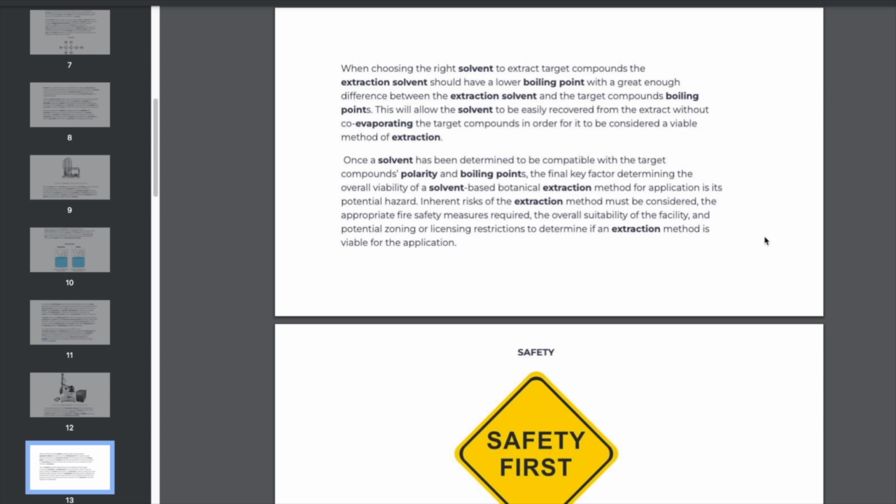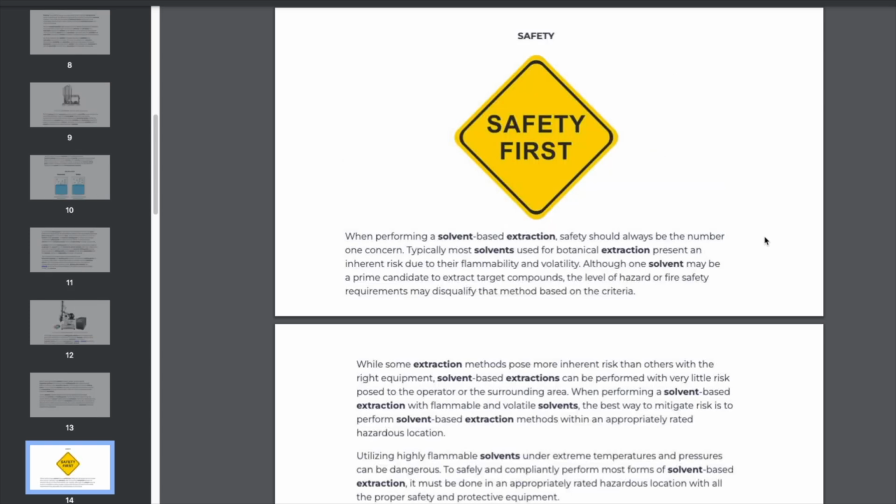1, 2, 3. Okay. When performing a solvent-based extraction, safety should always be the number one concern. Typically, most solvents used for botanical extraction present some inherent risk due to their flammability and volatility. Although one solvent may be a prime candidate to extract target compounds, the level of hazard or fire safety requirements may disqualify the method based on the criteria.